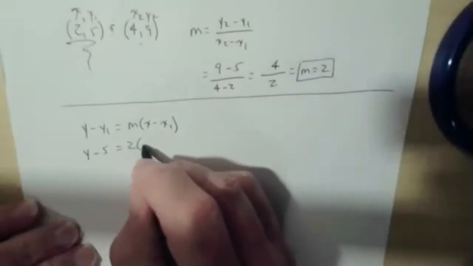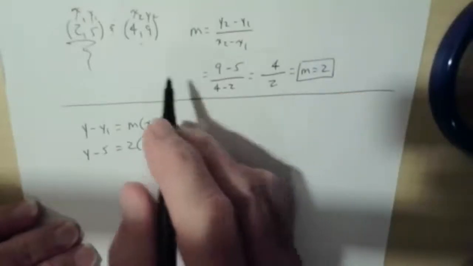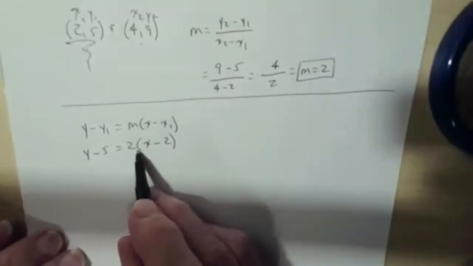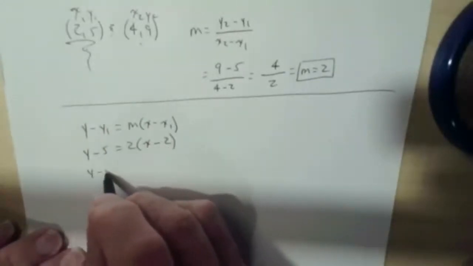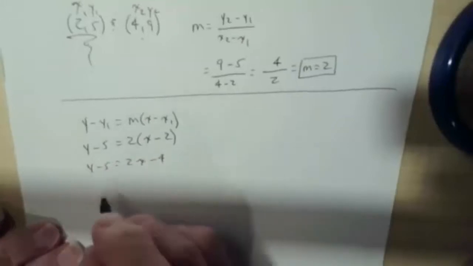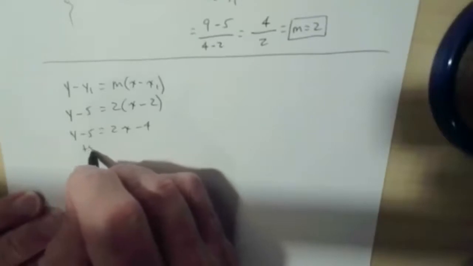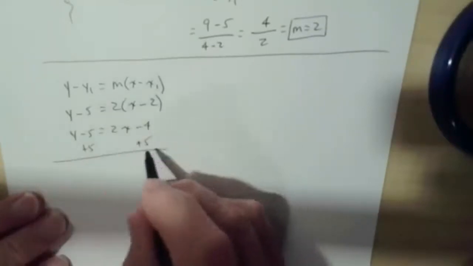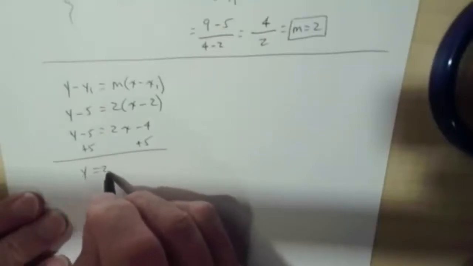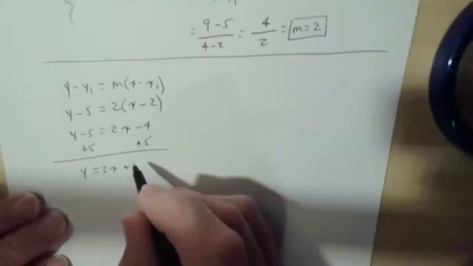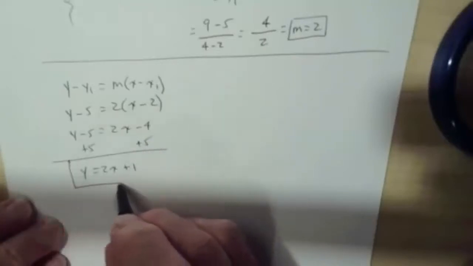x minus, and x1 is 2. Distribute the 2 over everything in here. y minus 5 equals 2x minus 4. And we add 5 to each side. y equals 2x, what is that, 1? Plus 1. And that's all there is to it.